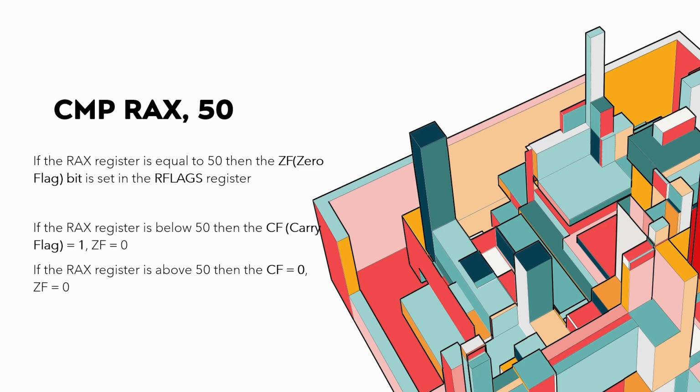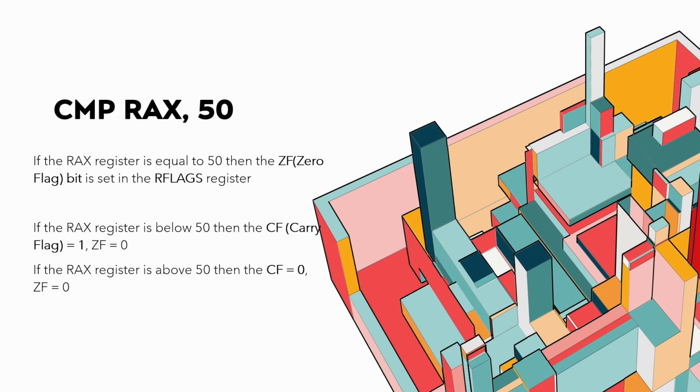Well, the RAX register is compared, and if it's equal to 50, then the zero flag bit is set. Now the zero flag is a bit inside the RFLAGS register. After running the compare instruction, if the RAX register is 50, then that bit is set. Likewise, if the value in the RAX register is below 50, then the carry flag is set. Okay? The carry flag is also in the RFLAGS register.